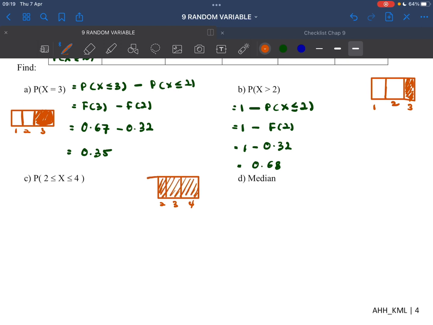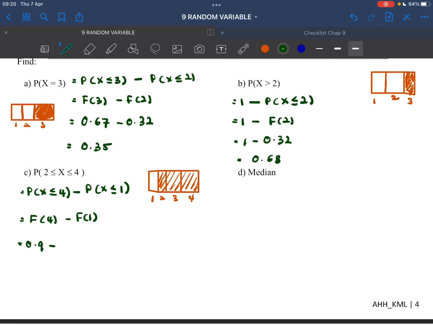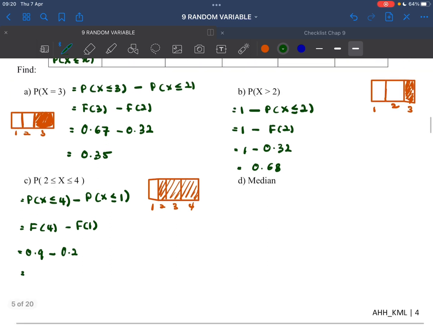Okay, so kita tambahlah satu lagi, 1. Okay, so everything up until 4 here, so that should be P(X ≤ 4) minus apa yang kita tak nak, which is the white one, P(X ≤ 1). So that's going to be F(4) minus F(1), which is our F(4) is 0.9, our F(1) is 0.2, so we have 0.7.